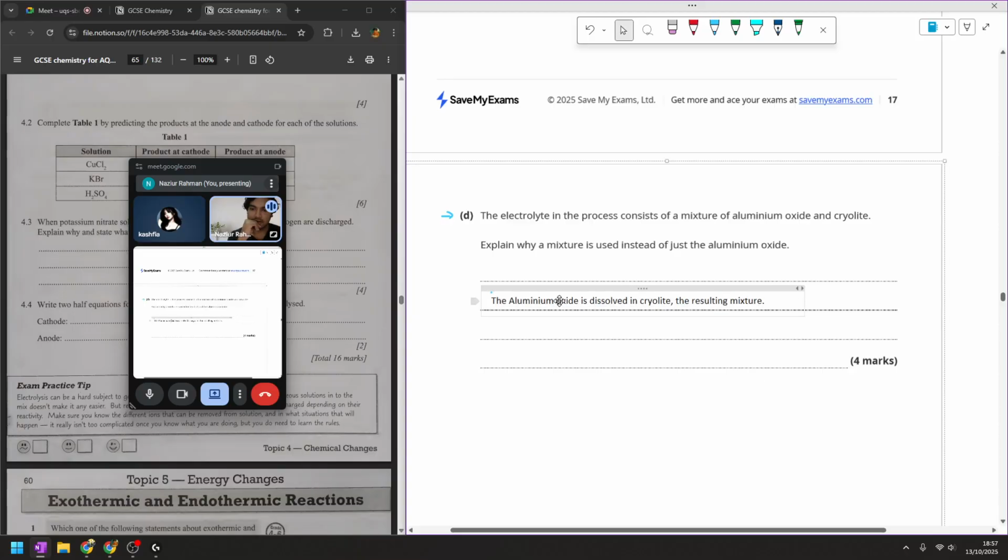Okay. So the aluminum oxide is dissolved in cryolite. The resulting mixture has a lower melting point. So what's the benefit of that? Why bother doing that? Because it's dangerous if it's high. Not really. No one's going to go near it. Even with the lower melting point, it's still pretty hot. This is still like 1,000 degrees, right? But pure aluminum oxide is like 2,000 degrees. So what's the benefit of getting it down from 2,000 degrees to 1,000 degrees?